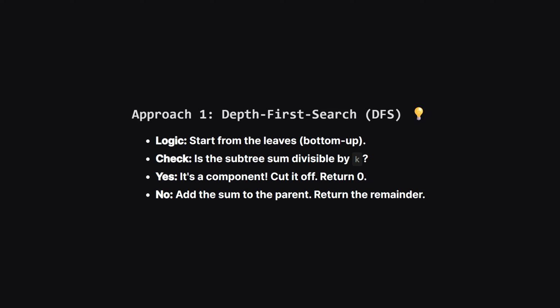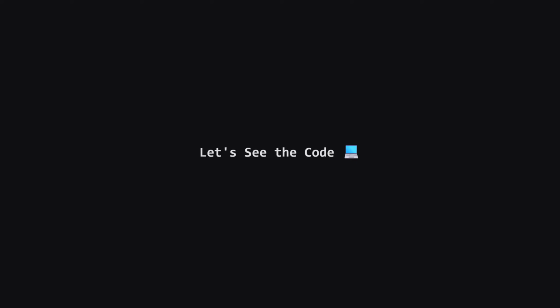The first approach, and honestly the most intuitive one, is using depth-first search. Think about it this way. We start from the bottom of the tree, the leaves, and work our way up. For any subtree, we calculate its sum. If that sum is divisible by K, perfect, we've found a valid component. We count it, and crucially, we don't pass that sum up to the parent anymore, effectively cutting the edge. If it's not divisible by K, we can't cut it, so we must add that remainder to the parent node and keep going up.